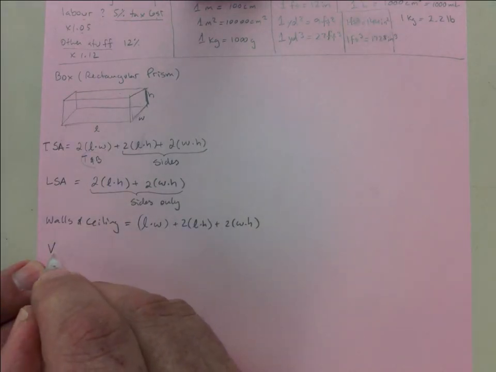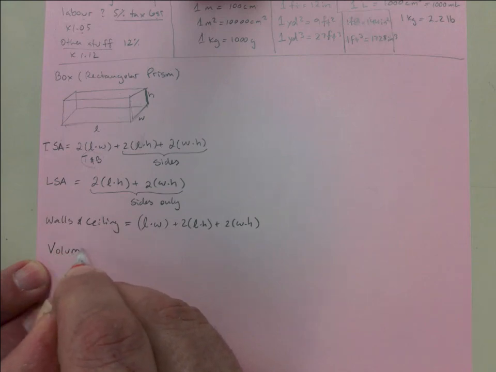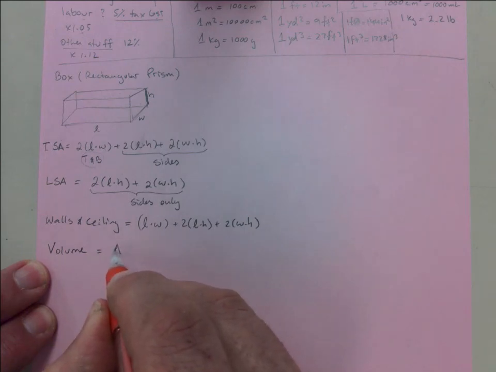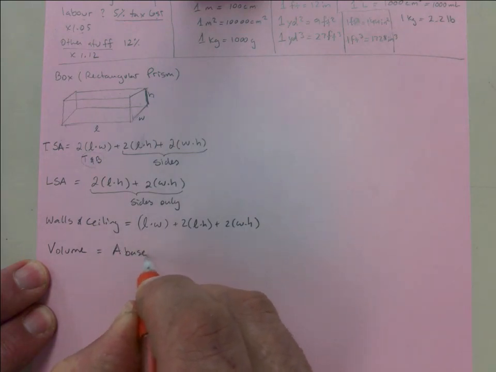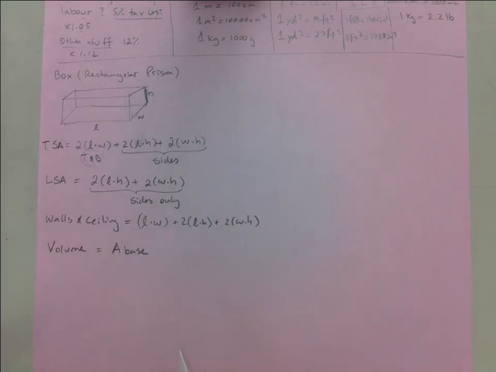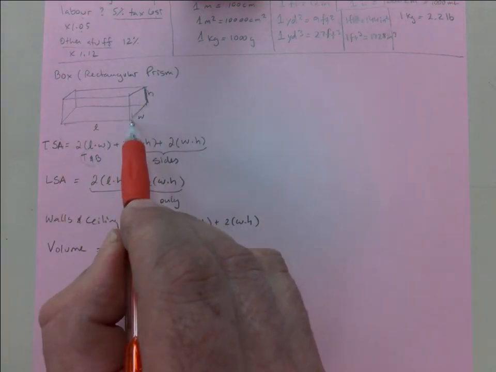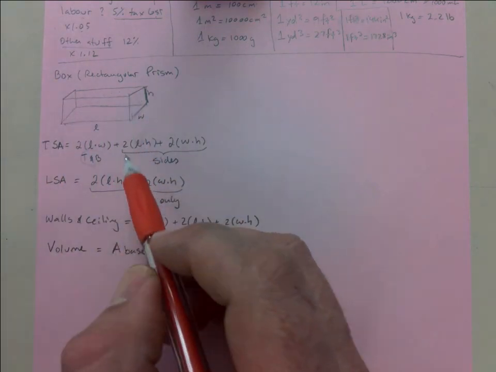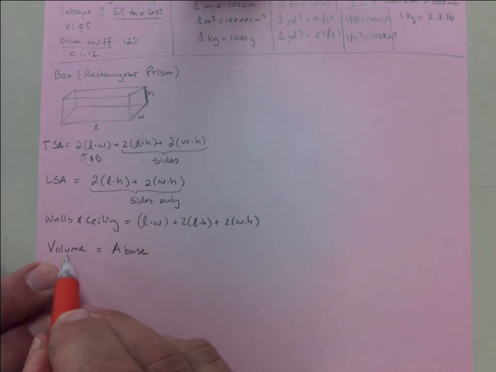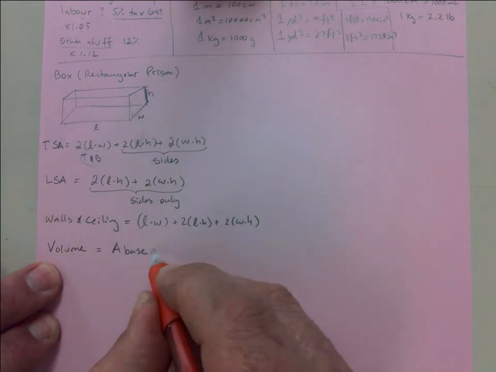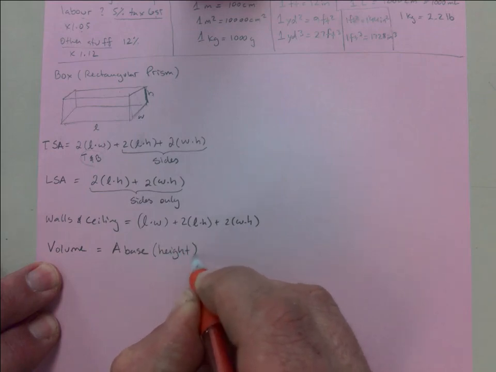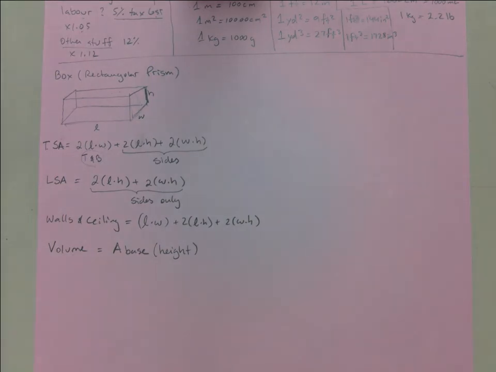Volume, okay. Volume essentially is the area of the base. If you have a prism that has the same shape as its base as you stack it up, then you would say the volume is area of base times the height. This is, in a sense, the definition of volume.